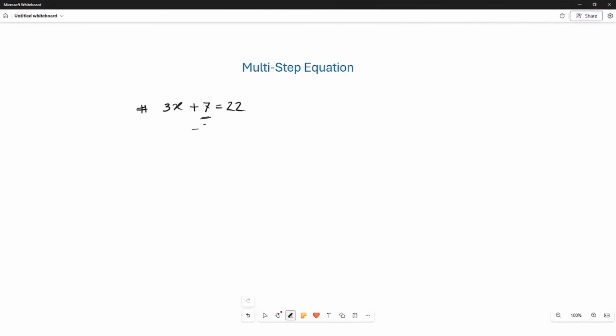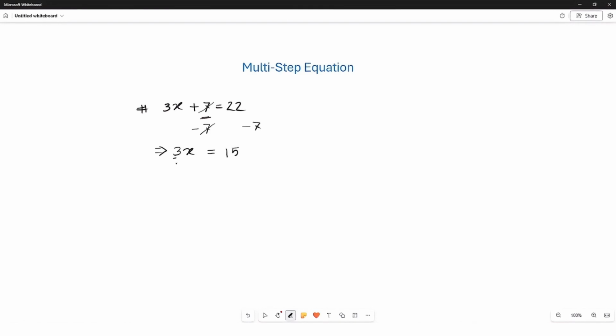So first, remove the constants. So we subtract 7 from both sides. So now we can write 3x, let's cancel out positive 7, negative 7. So 3x equals 22 minus 7, which means 15. So 3x equals 15.